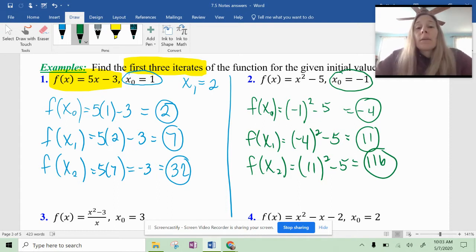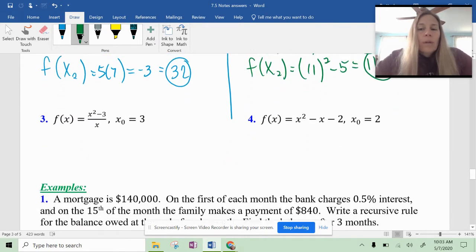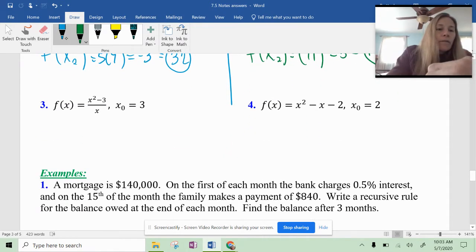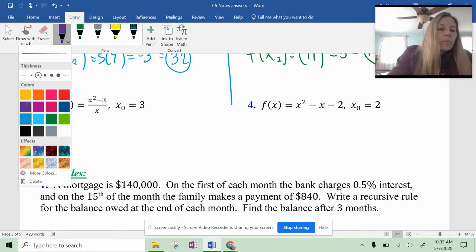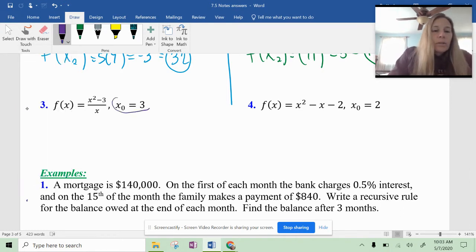So it's not so bad. You're just substituting something in, taking the answer, substituting it in again, taking that answer, and you just repeat that process as many times as needed from the directions. So now when we go down to numbers 3 and 4, same thing. This one's just a little bit different because it's a fraction.